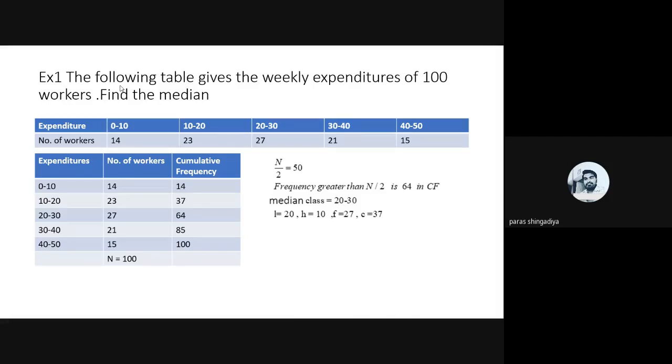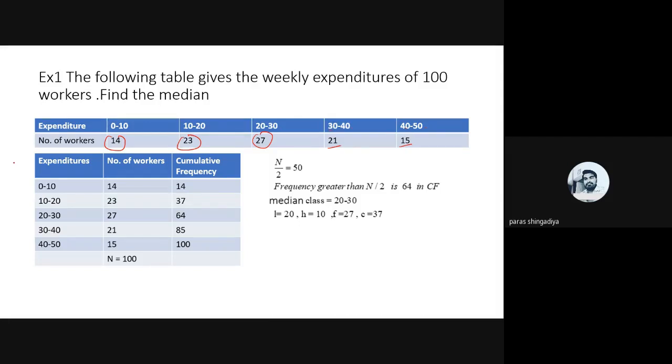As per the class intervals, the number of workers is defined. 14 workers are between 0 to 10, 23 workers are between 10 to 20. Then for 20 to 30, 27 workers are there, for 30 to 40, 21, and for 40 to 50, 15 workers are there.